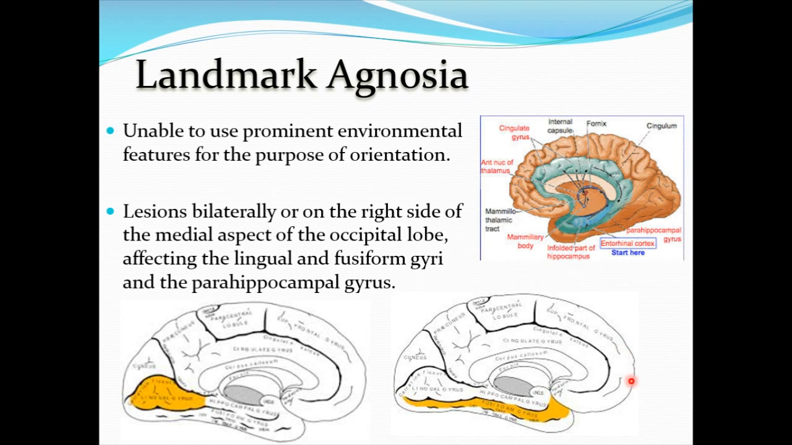So in this picture, you've got the frontal area there and the occipital area there. Here is the fusiform gyrus, that yellow part over there. And there is the lingual gyrus. Okay, so you have damage in those areas if someone has landmark agnosia.